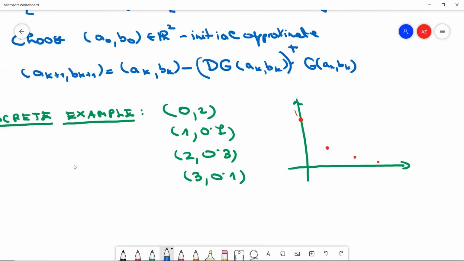This is the first one, and then the second one, and then the third one, and then the fourth one. And you see, I would like to find some exponential function that minimizes the sum of squares of distances from those points. So those distances I would like to minimize: d1 squared plus d2 squared and so on.